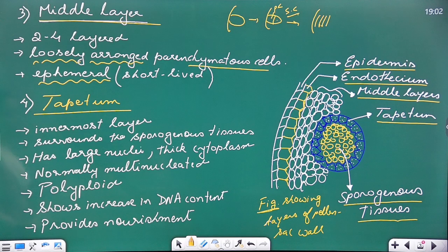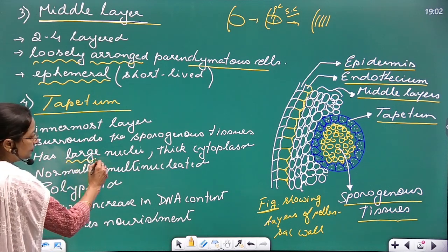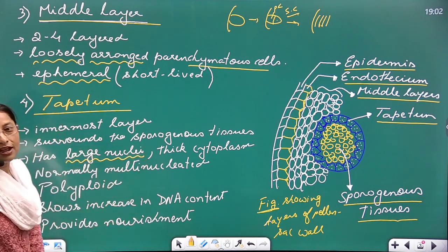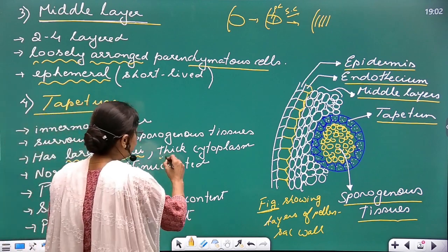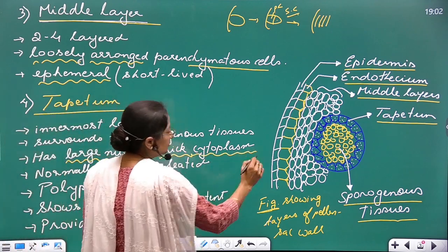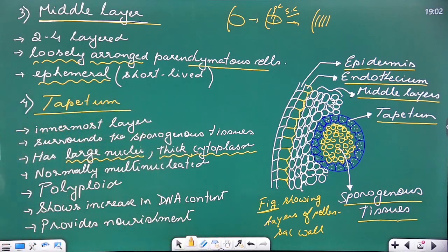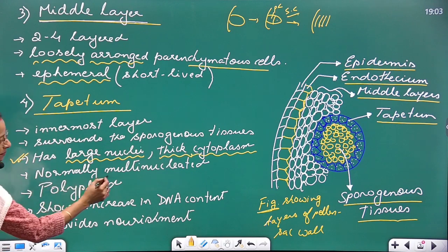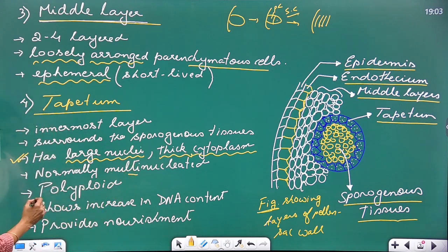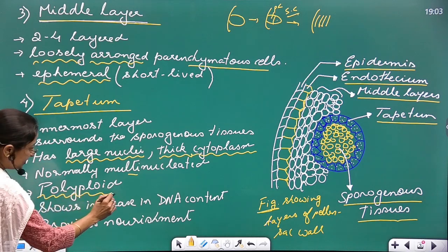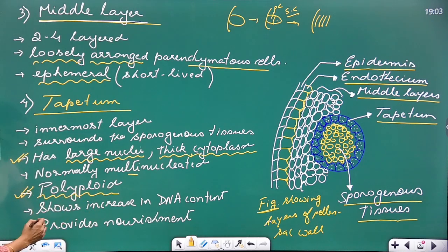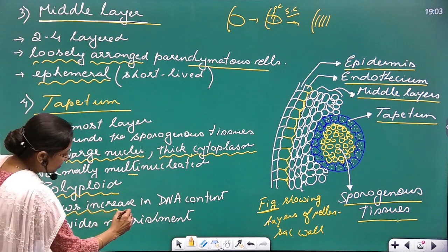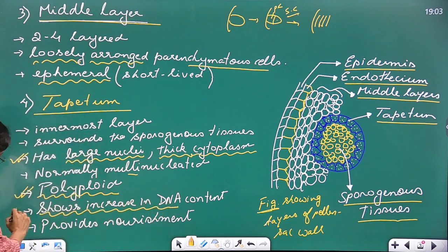What will the tapetal cells have? Large nuclei. And what else? Thick cytoplasm. There is a question about this point. Normally they are multinucleated. There is a question on this point as well. Tapetal cells are polyploid. There is a question on this point too. They have a huge amount of genetic material, and obviously the most important function is nourishment, right?